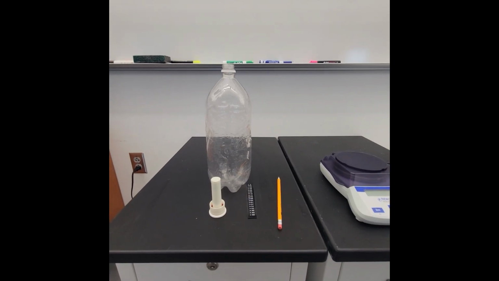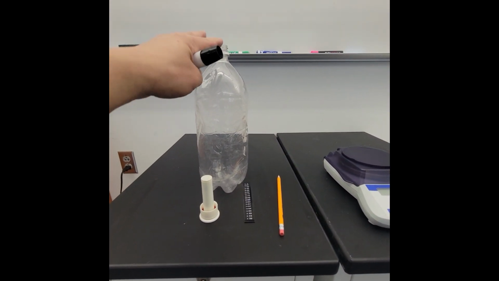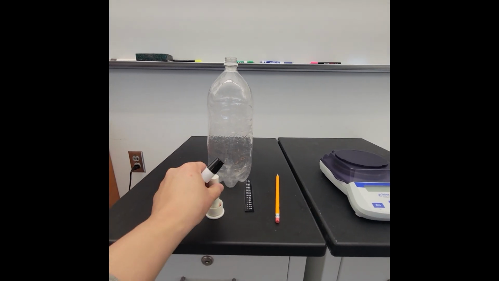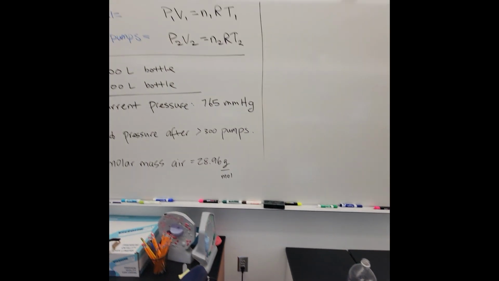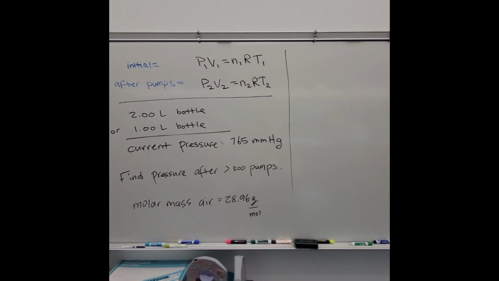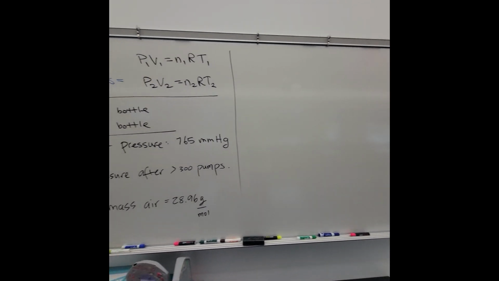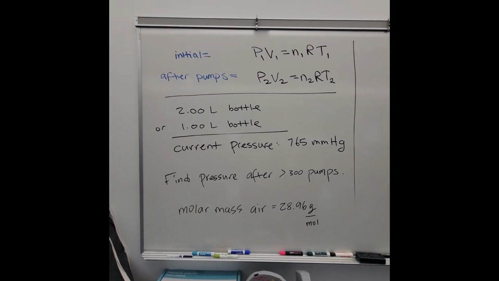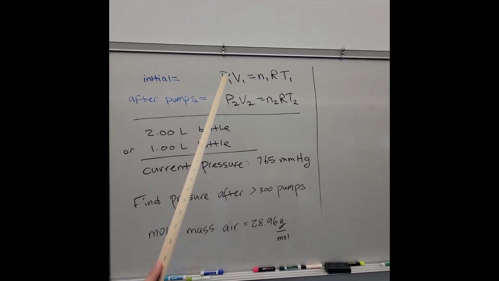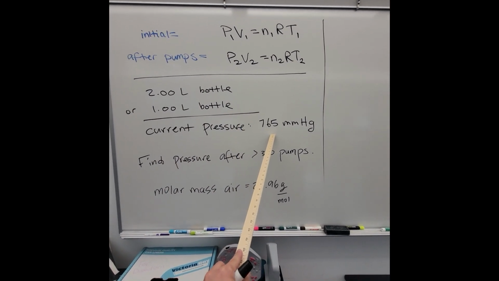Your challenge today was to find the pressure in a 2-liter bottle after at least 300 pumps of air. Here's what was given. I'm going to do my work off to the side. Let's start by identifying all the variables at the initial conditions. Pressure was given to you according to my pressure app.